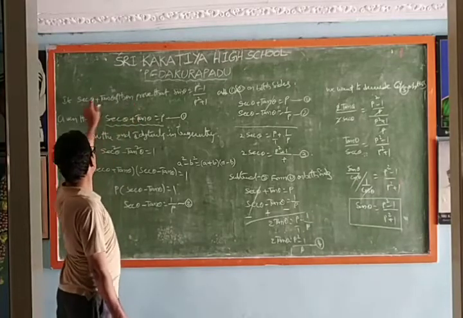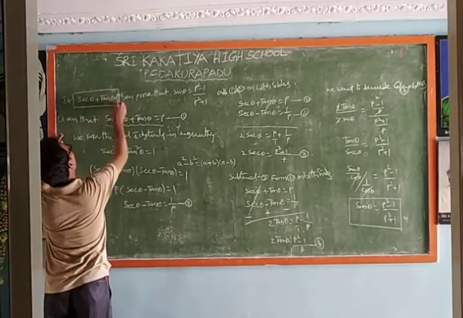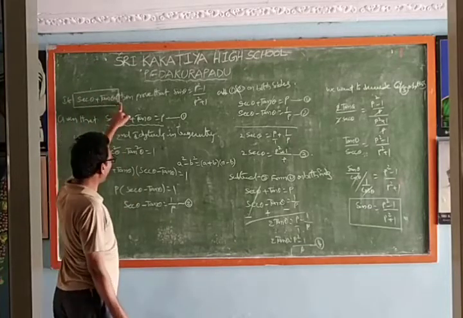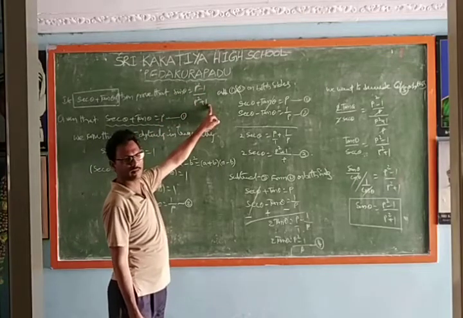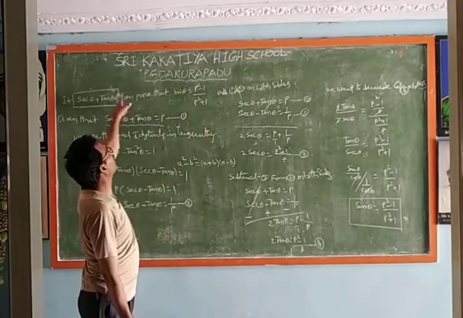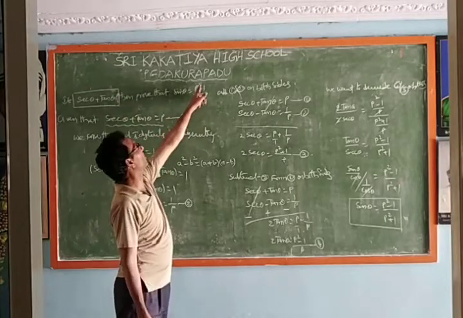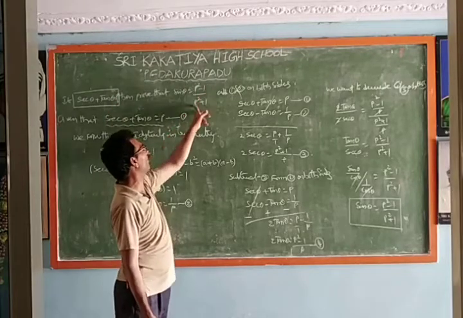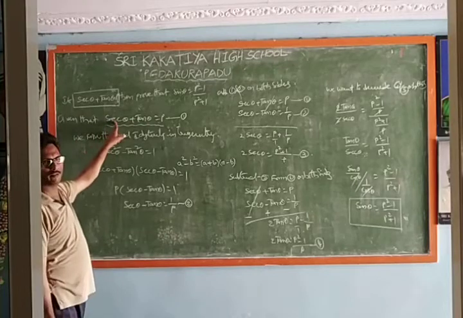What is given? Secant theta plus tan theta is equal to p. If given secant theta plus tan theta is equal to k, then we want to prove sin theta is equal to k square minus 1 by k square plus 1, like that. Here p is there, that's why p square minus 1 by p square plus 1. Here x is there, you want to prove x square minus 1 by x square plus 1. Here k is there, you want to prove k square minus 1 by k square plus 1. Given that secant theta plus tan theta is equal to p.